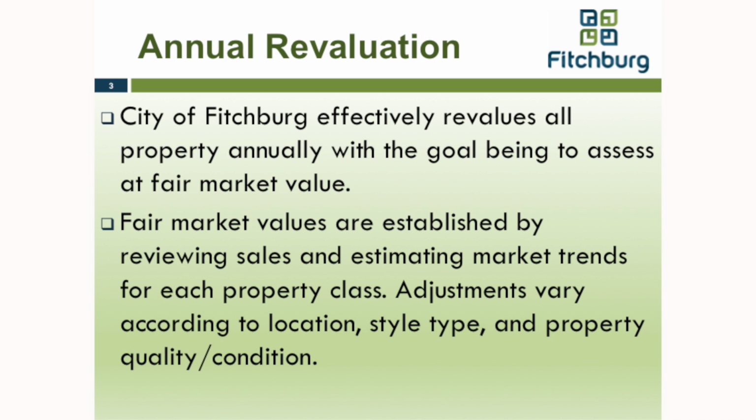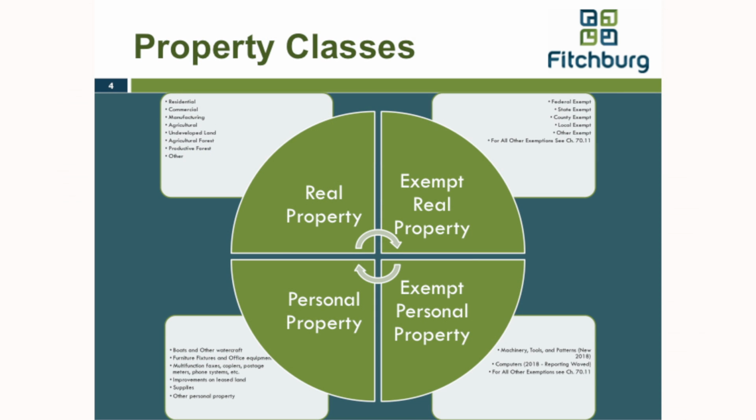We analyze sales and we adjust our cost model to the market trends that are occurring each calendar year. Different classes of property throughout the city: we have real property, which consists of 8 different classes. We have some exempt property, which is both real and personal property. And we also have personal property, which consists of the types of things that you would find in a business.